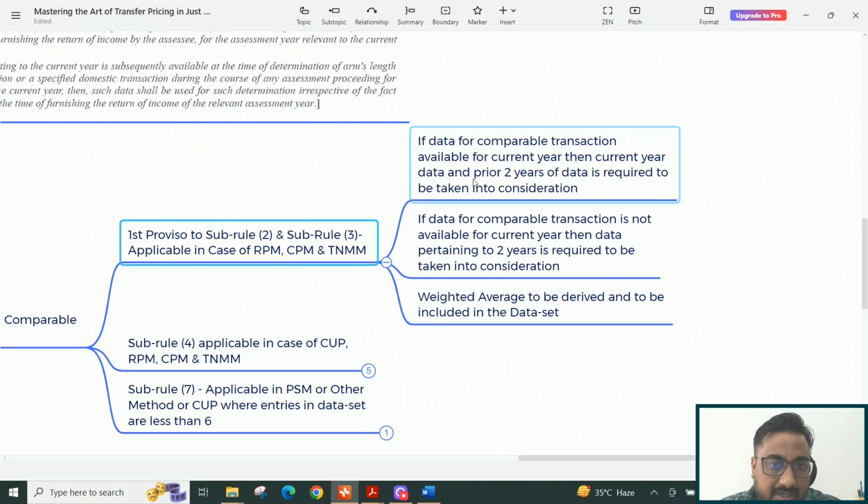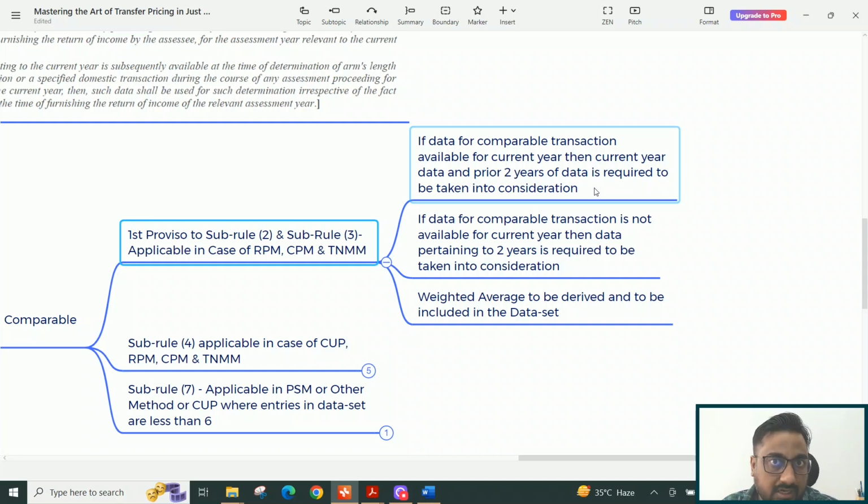Now what it means to say in simple language is, first we need to understand that this will be applicable only when there is RPM, CPM and TNMM. So when you are dealing with margins, technically gross margins and net margins, right? When you are dealing with the methods which use margins, then appropriately you need to construct your data set in the manner in which I have provided, right? Now if the data for comparable transaction is available for the current year, then current year data and prior 2 years of data is required to be taken into consideration.